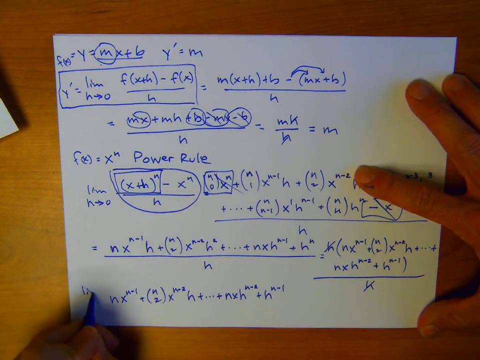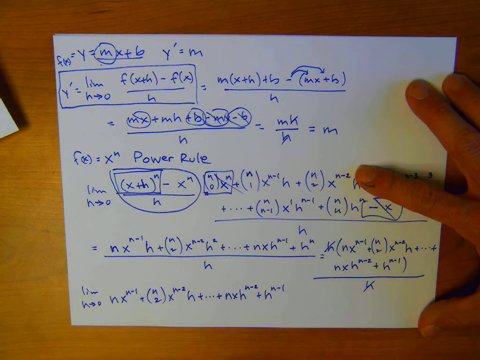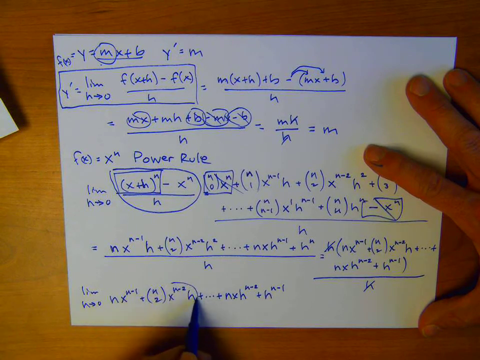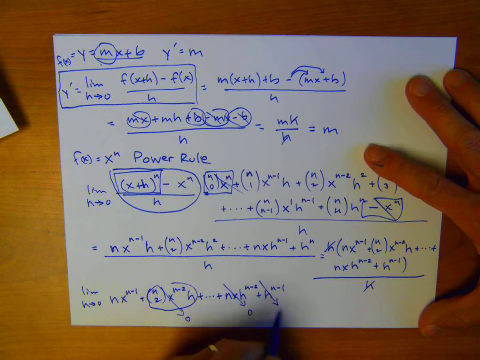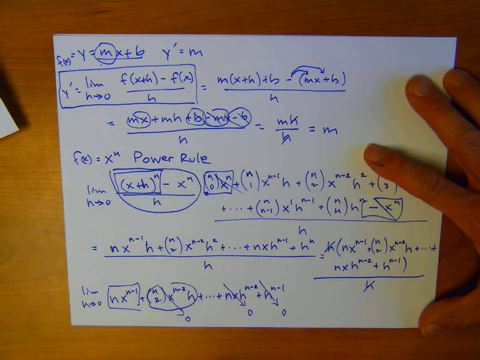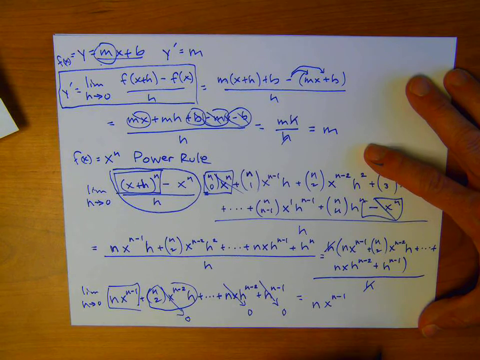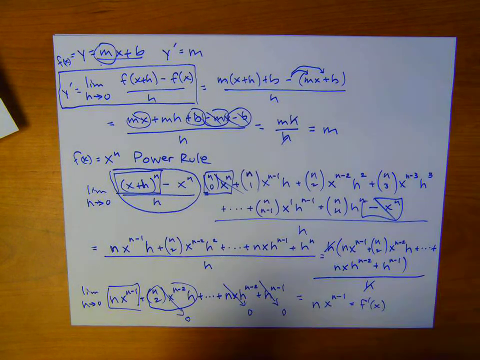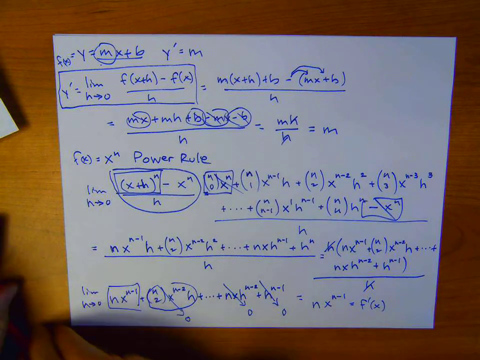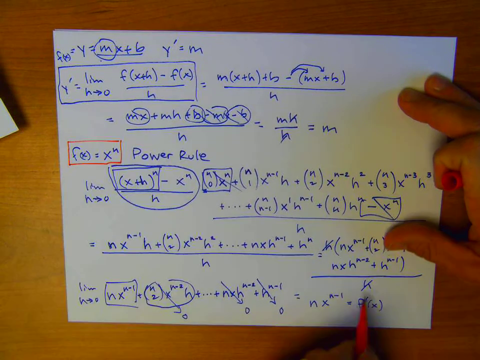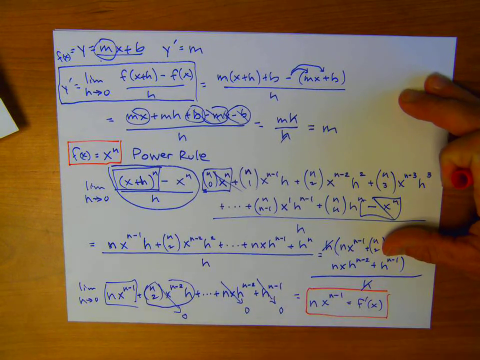Now I'm going to take the limit as h goes to 0. But this is continuous with respect to h, so everywhere I see an h, I can put in 0. But notice, all of these terms now, this goes to 0, this goes to 0. Every term except the first one becomes 0 because all of them have an h in them. And we're just left with n times x to the n minus 1. And that is the power rule. This is f prime, right? So let me just use another color to try to highlight this. Because if this is f, this is f prime.